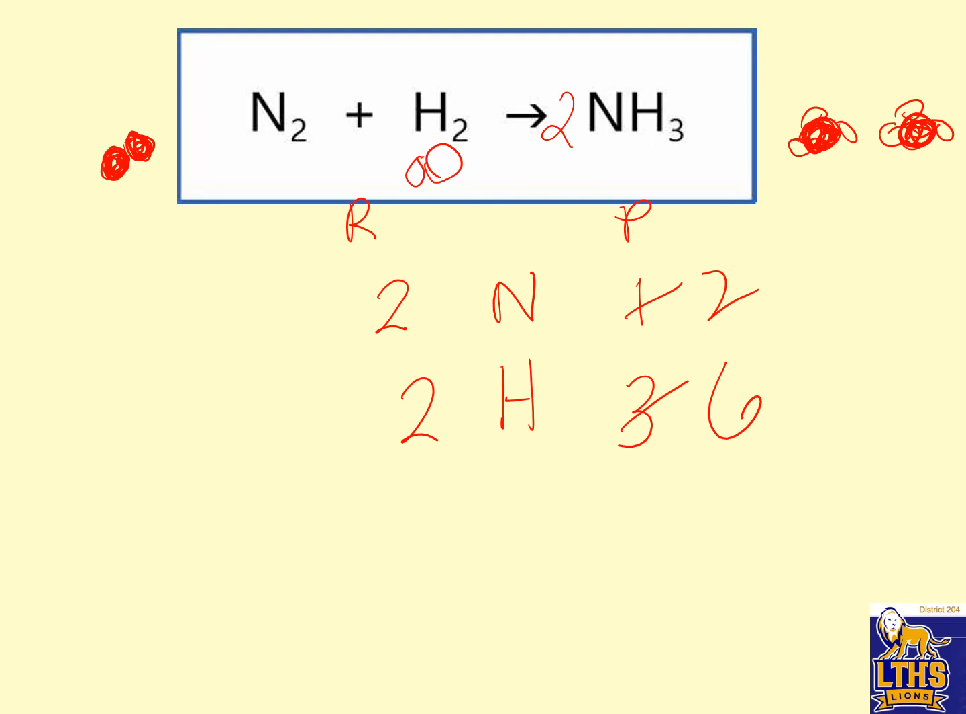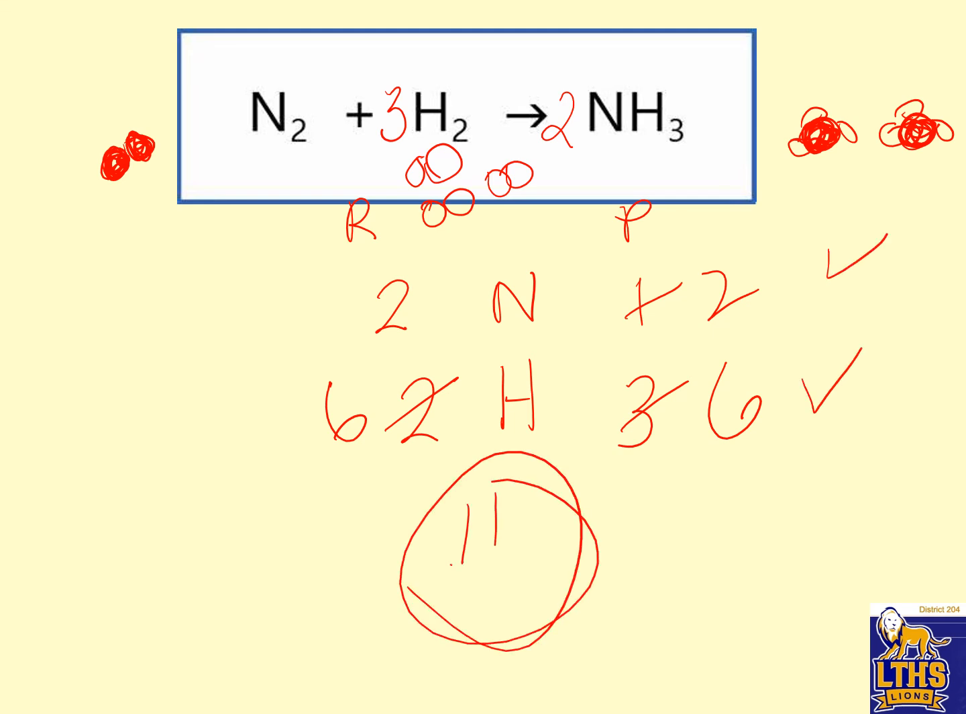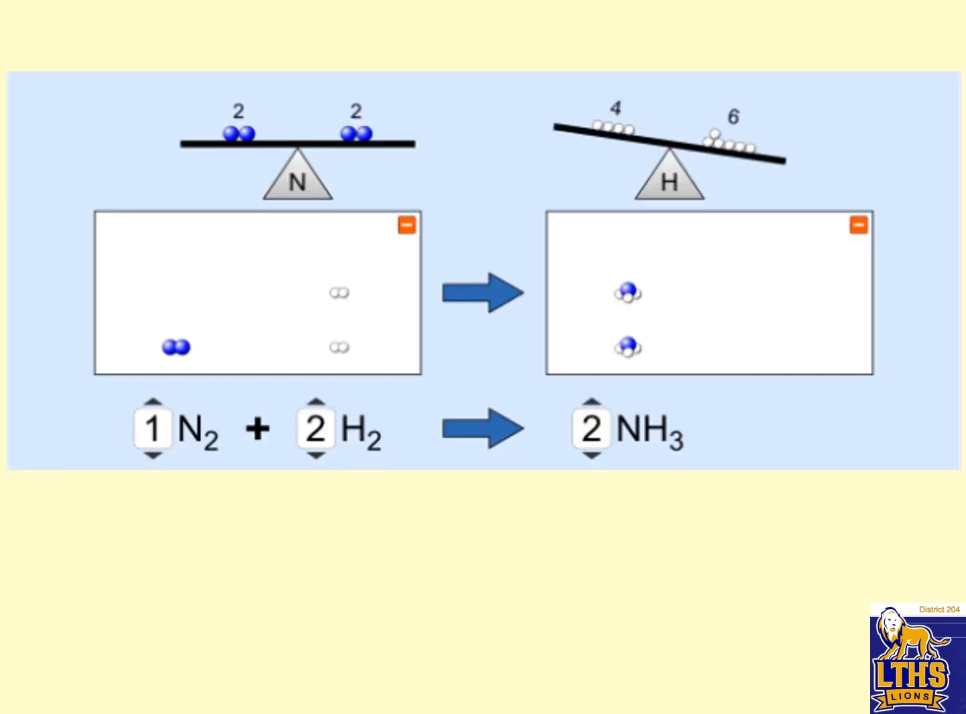But I need 1, 2, 3, 4, 5, 6 of these. So if I put a 3 here, all right, 1, 2, 3, 4, 5, 6. Now I have 6 of these. And look, 2 N's, 6 H's, woohoo, balanced and happy. Boom, boom, balanced. Okay, let's look at a visual of that.